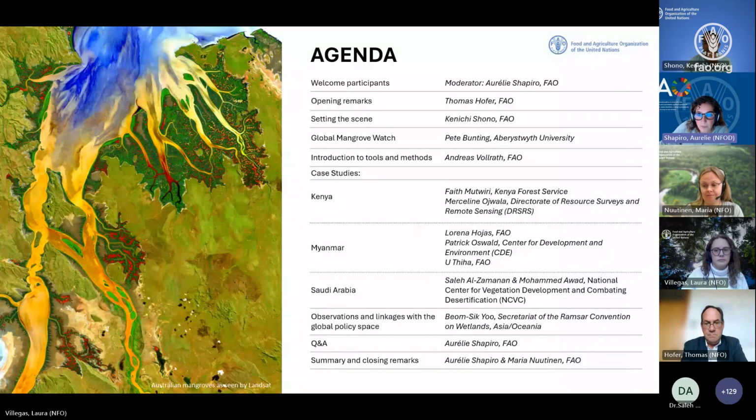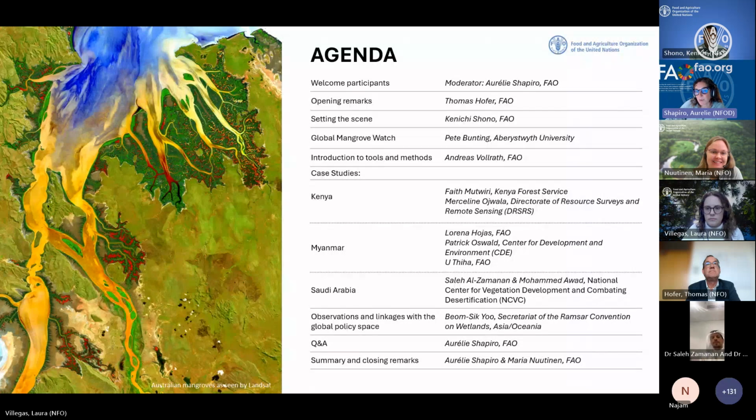So we have case studies from Kenya presented by Faith Mutwiri and Marceline Ojwala. A great also case study from Myanmar by Lorena Hoyas from FAO and Patrick Oswald and Tiha also from FAO. And then some information on the regeneration and restoration efforts in Saudi Arabia from Dr. Al-Zaman and Mohammed Awad. And finally, a nice connection between the observations and linkages with the global policy space from Byom Sik from the Ramsar Convention. And we hope we'll have enough time for Q&A and a lively round of discussions before the closing remarks.